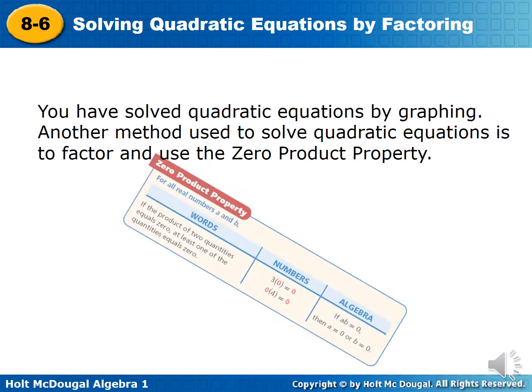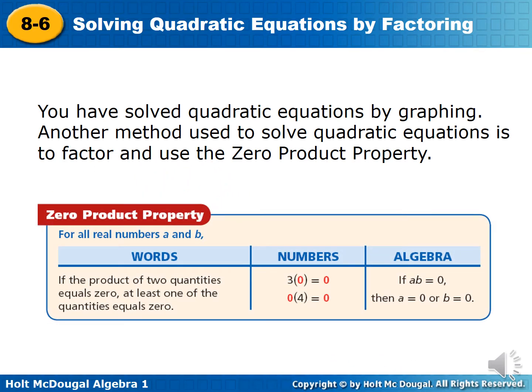To solve quadratic equations, we need to know this term, a zero product property. Please keep it in mind. It's simply saying that if two quantities are multiplied and the answer is zero, that means one of them should be zero. So here we have A and B multiplied and the answer is zero. There is no other option besides that one of them is zero. That's trivial, and that's what we're going to depend on to solve quadratic equations by factoring.